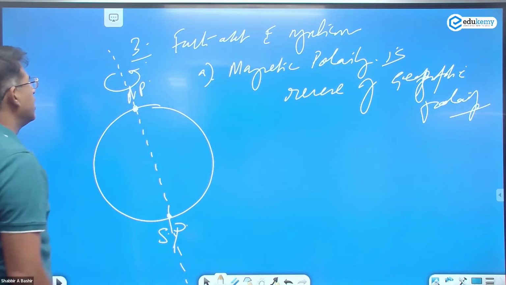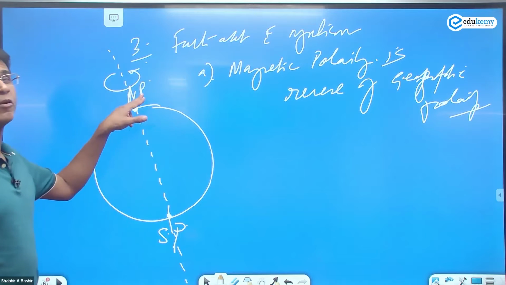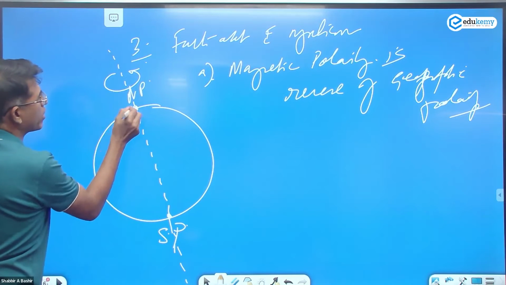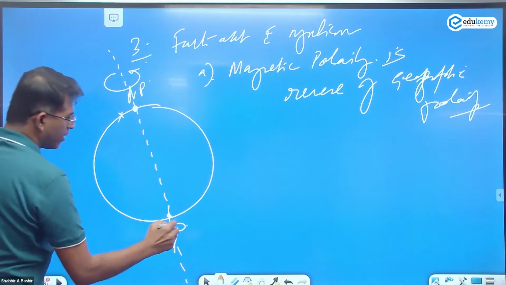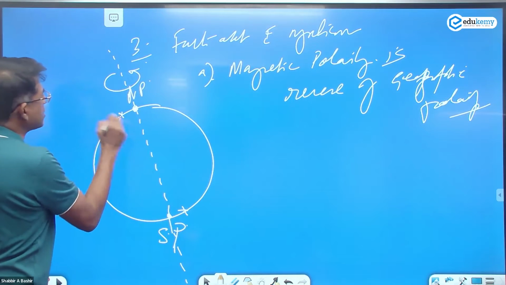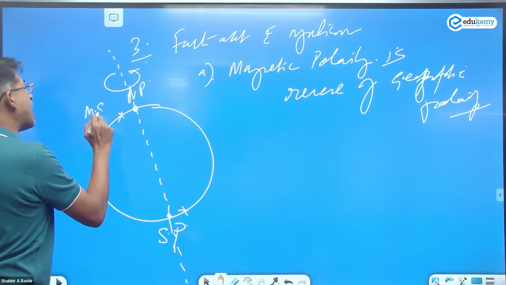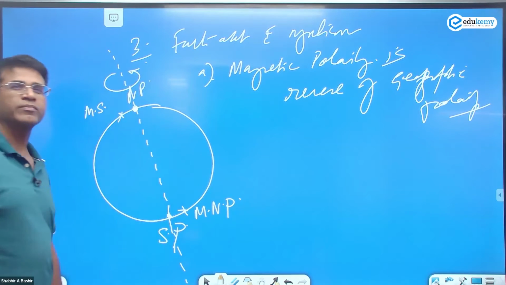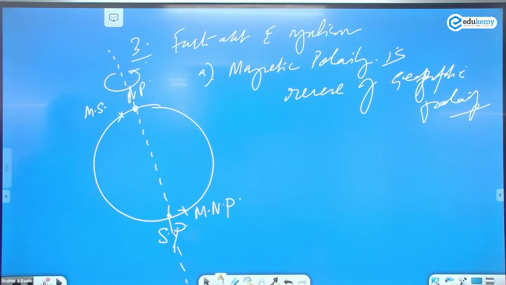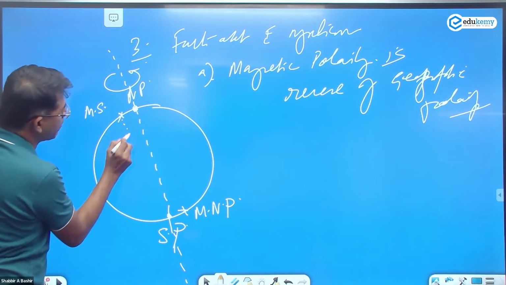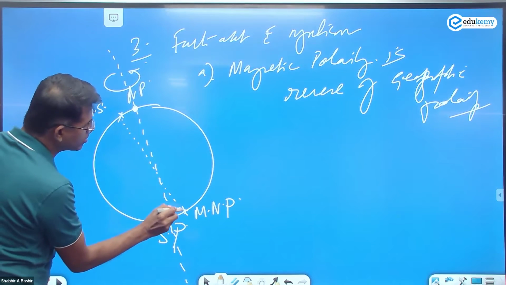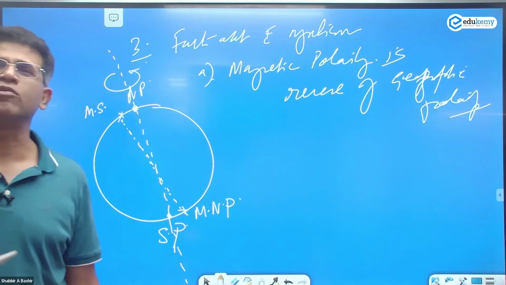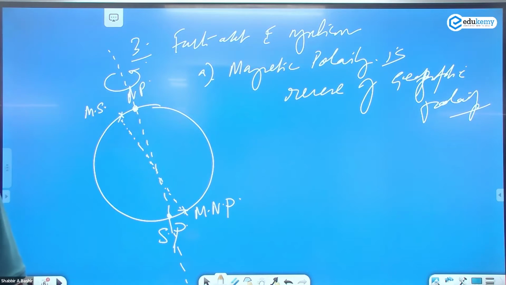So what I'm saying is, this is the geographical North Pole, and the magnetic poles exactly don't coincide. They are a little away, one here and another perhaps here. But this is the magnetic South Pole, and this is the magnetic North Pole. The polarity in terms of the magnetic field is opposite to that of the geographic poles. Why? That's how Earth is.